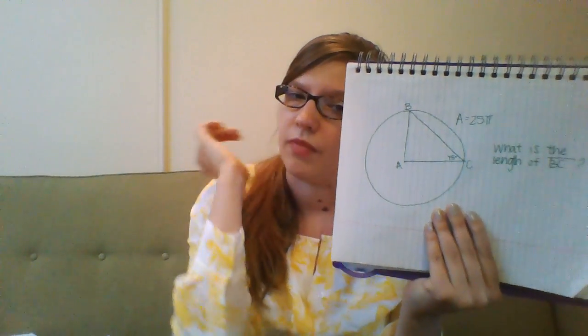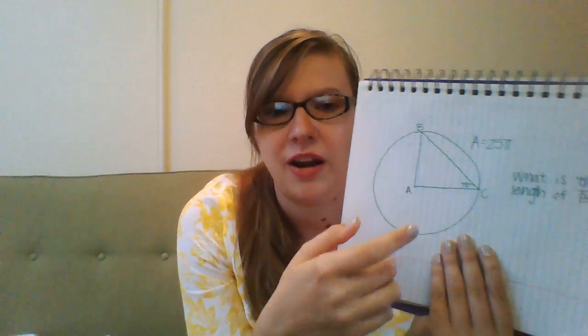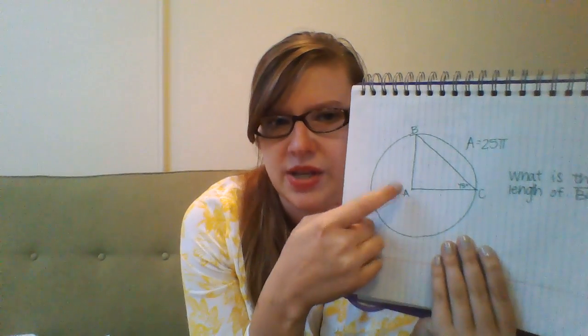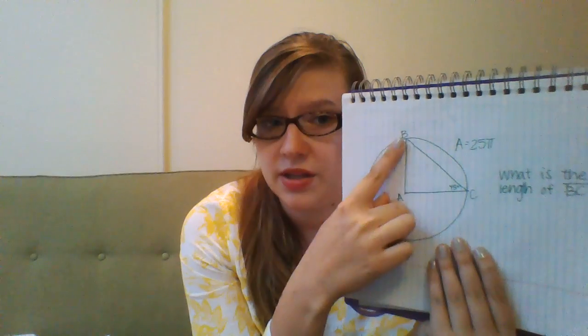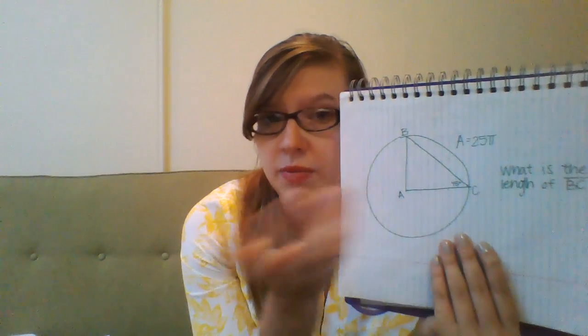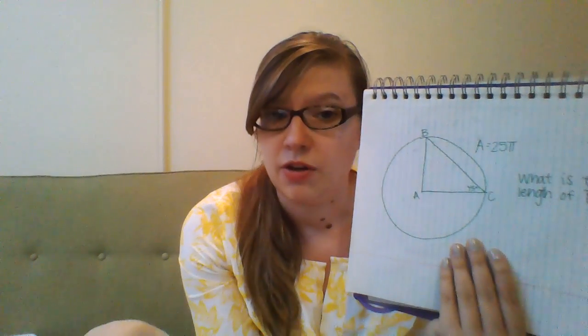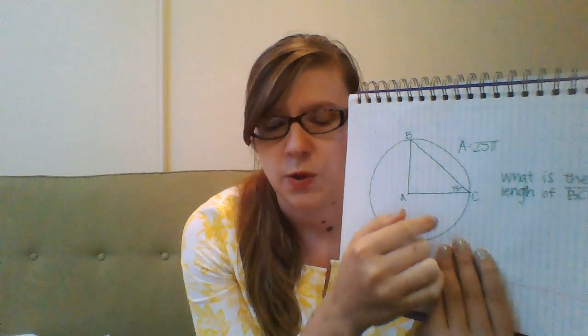So if we want to know this, we need some other information, right? If we look at these two sides, AB and AC, they both start in the center of the circle and they touch the circumference. That's the definition of a radius. So these are both radii of the circle. If they're radii, that means they're the same length, because the radius will be the same all the way around the circle.